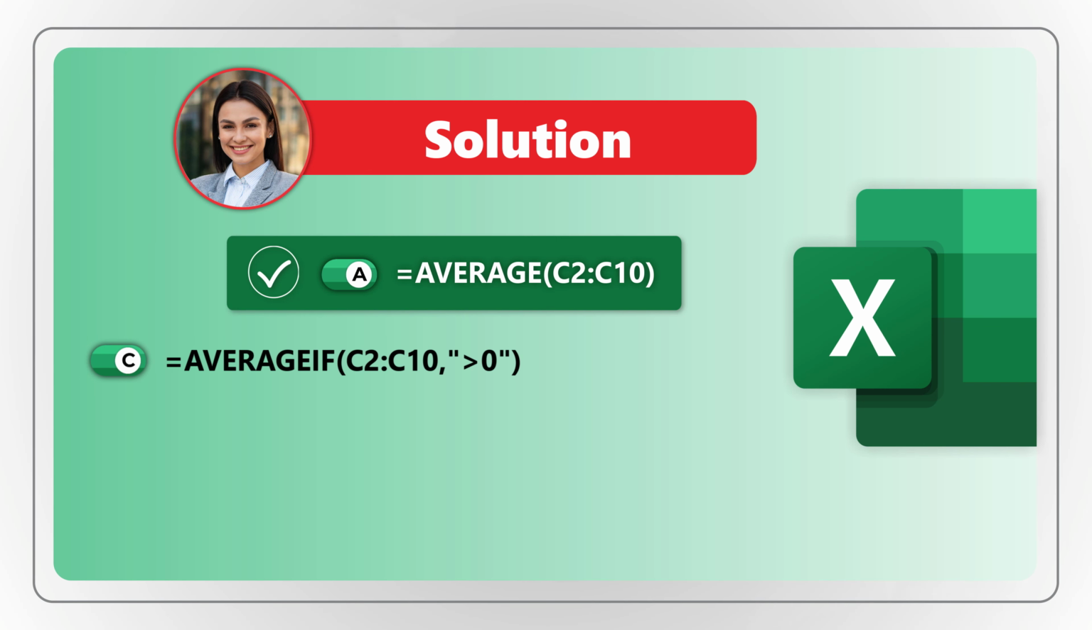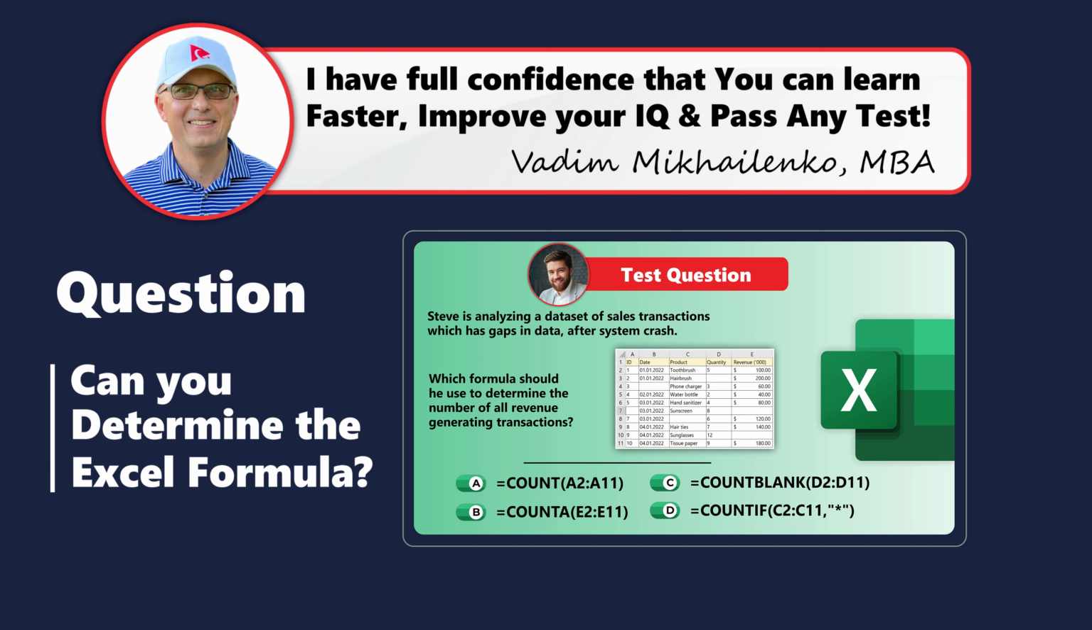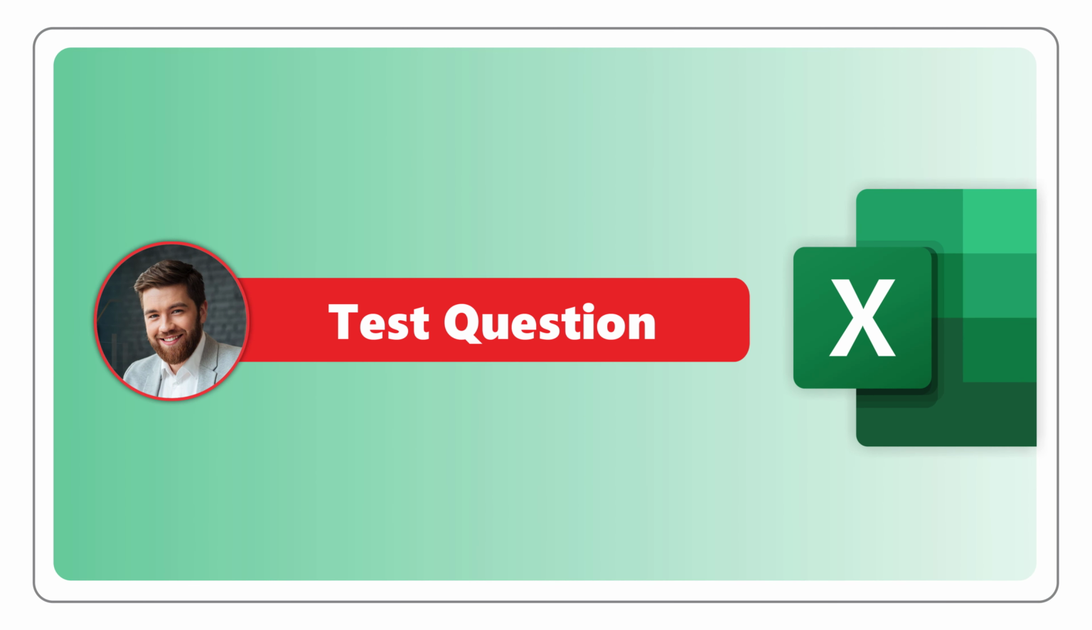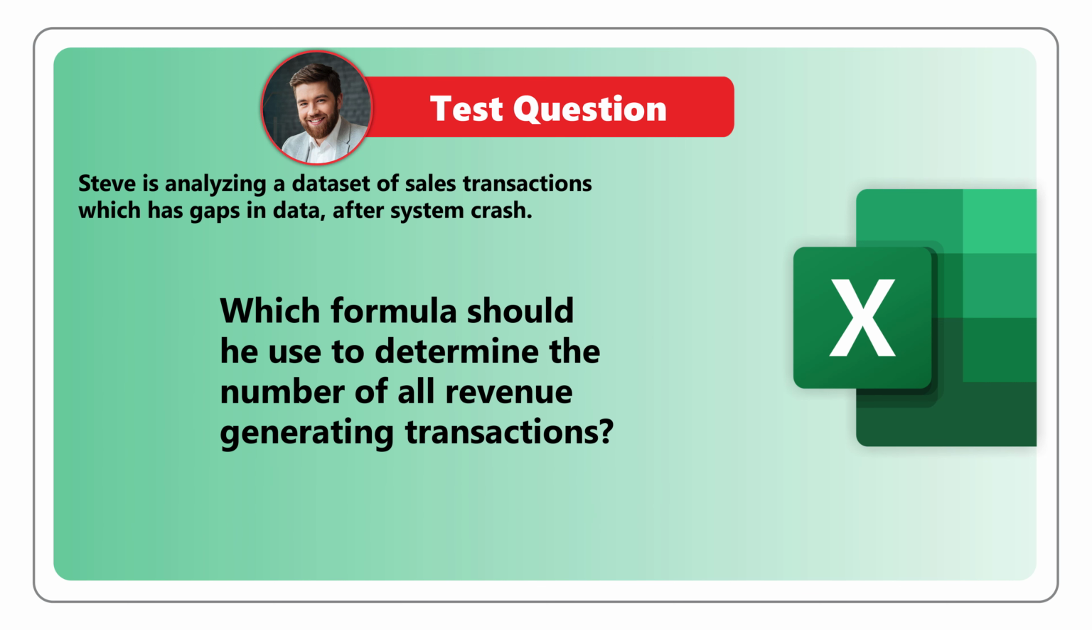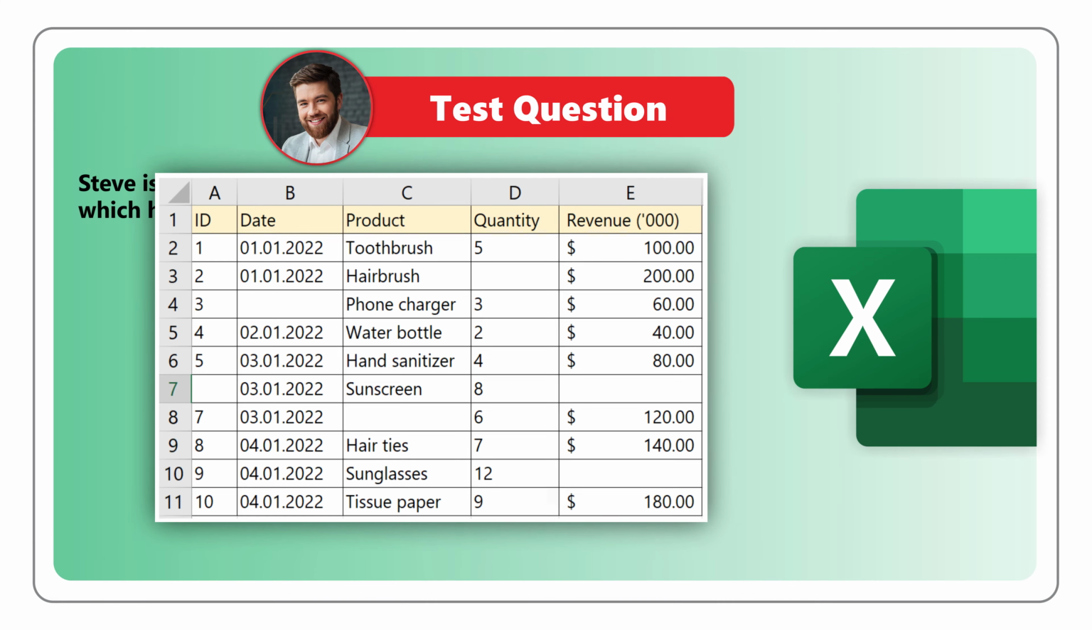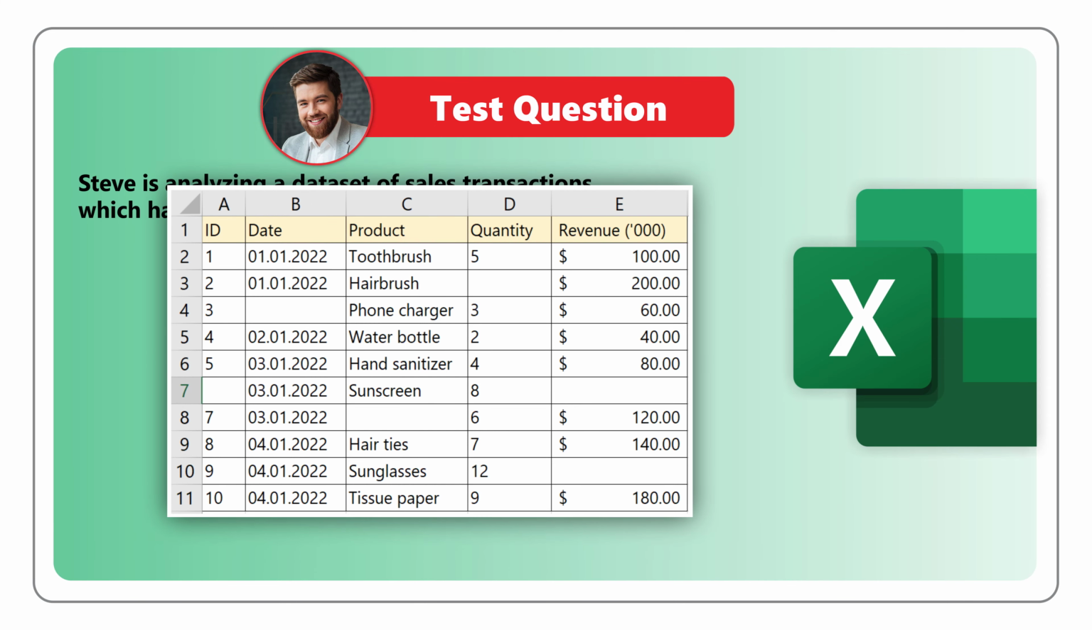Here's an amazing question which is frequently used for analyst Excel assessment tests. Steve is analyzing the dataset of sales transactions, which has gaps in data after a system crash. Which formula should he use to determine the number of all revenue-generating transactions? And you're presented with the dataset as well as 4 different choices.